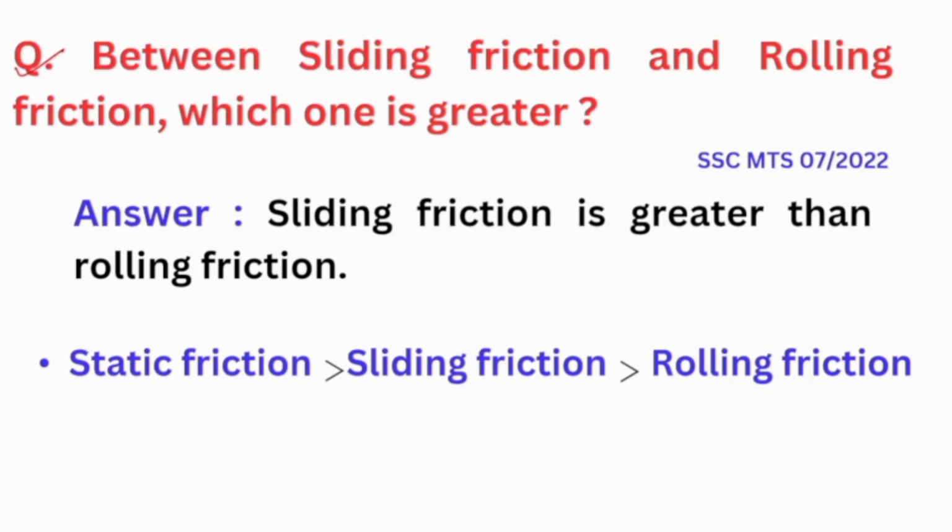Next is, between sliding friction and rolling friction, which one is greater? Answer is, sliding friction is greater than rolling friction. You should also remember that static friction is greater than sliding friction and sliding friction is greater than rolling friction. Okay. Now we will look into these three types of frictions one by one.